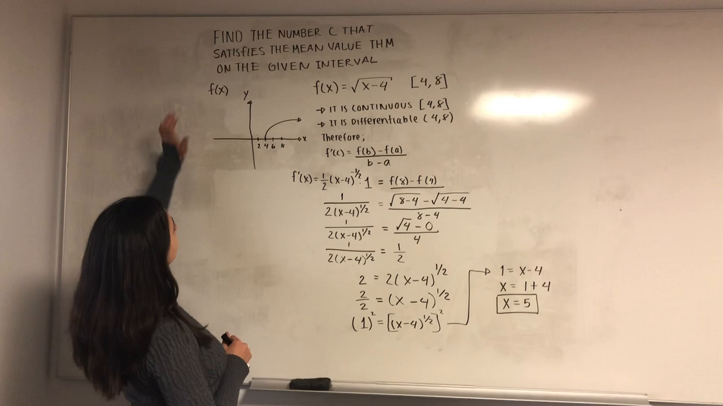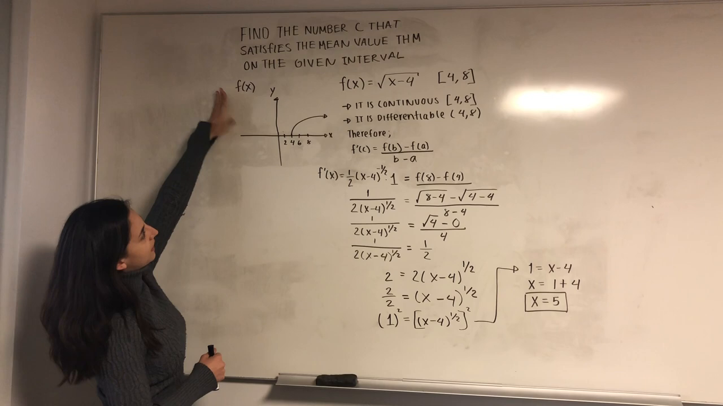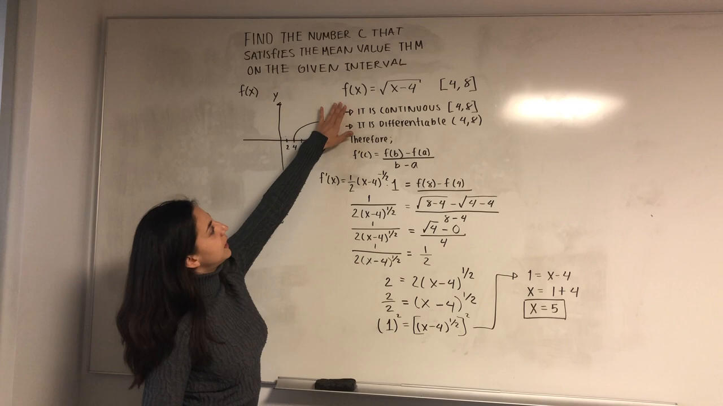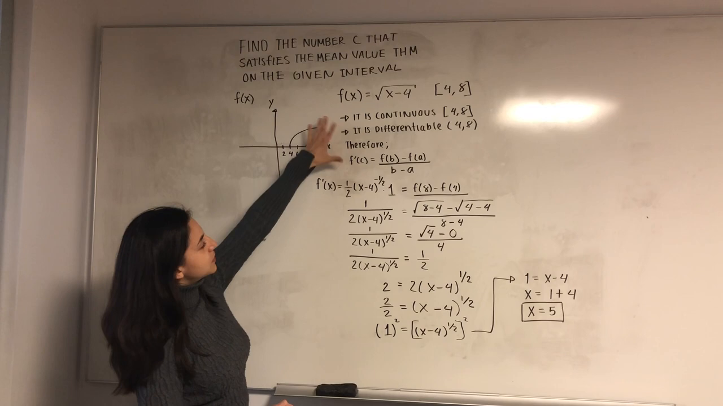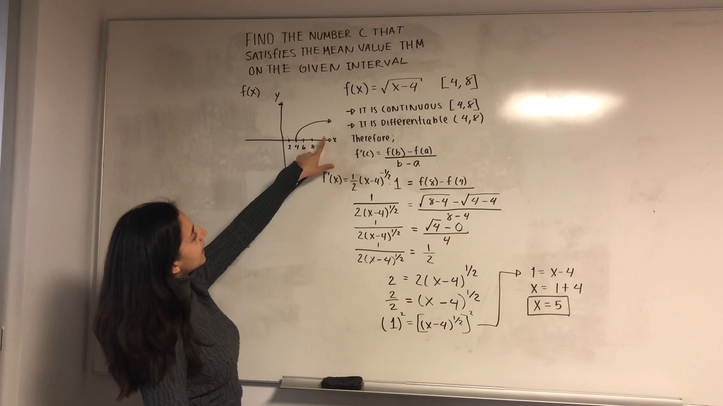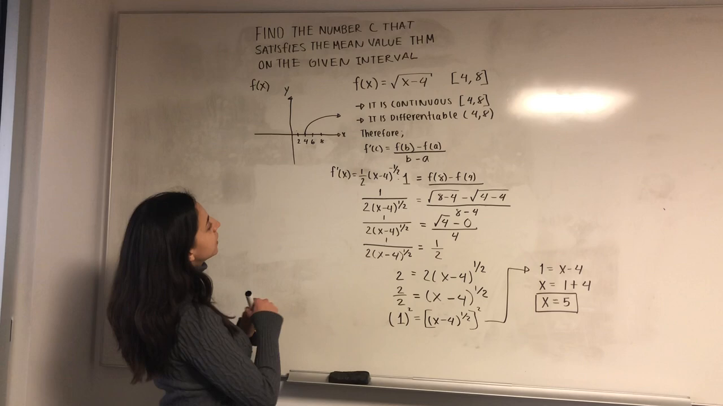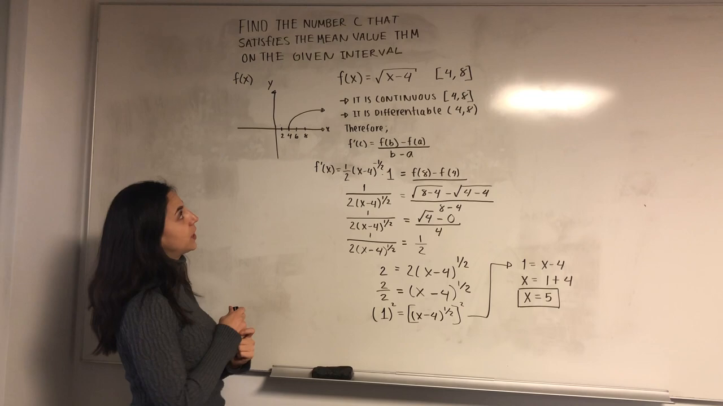Now our next example is kind of similar to the one that we did previously, and it says find the number c that satisfies the mean value theorem on the given interval. So our function is the square root of x minus 4, and the given interval is 4, 8. So here we have the graph. Now, is this function continuous on the closed interval 4 to 8? As we can see here, yes it is. And it's also differentiable on the open interval 4, 8. So therefore, since it satisfies the hypothesis for the mean value theorem, we can apply it.